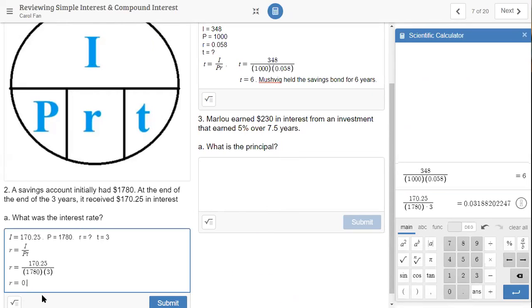So our rate, 0.03188. Okay, this is the decimal version of the percent. So for my final answer, I need to find the interest rate as a percent. So I'm going to multiply this by 100, and I get the interest rate is 3.12, sorry, 3.19%.